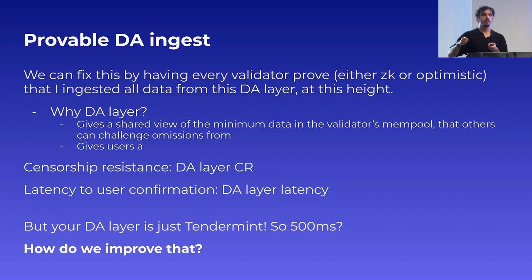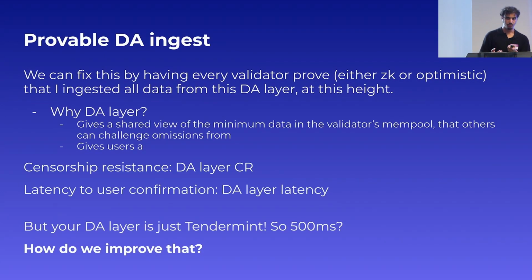So as a user, you know that you're confirmed once you get included in the DA layer, because now every validator will then see you at some latency. So your user confirmation time is basically going to be DA layer inclusion time, which is just Tendermint time, plus some propagation delay. So let's say 1 internet round trip above that. So why a DA layer? Again, we need a shared view of this data.